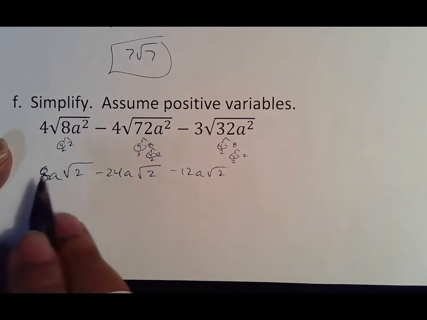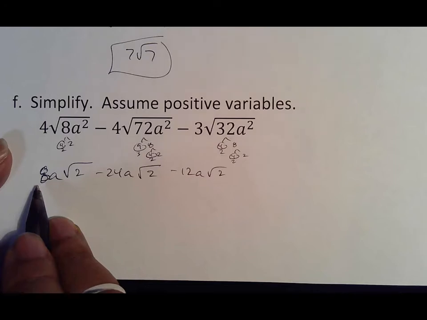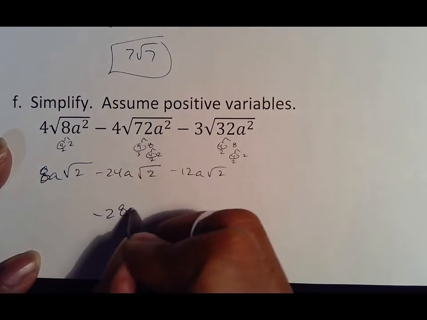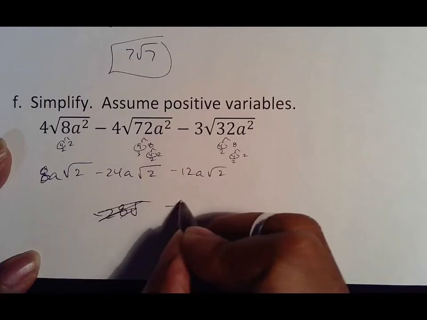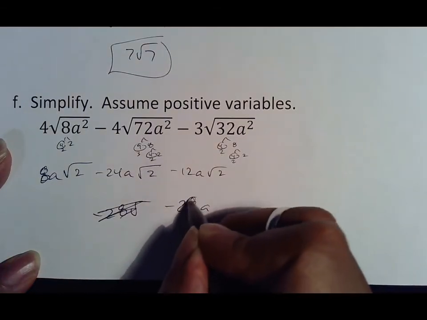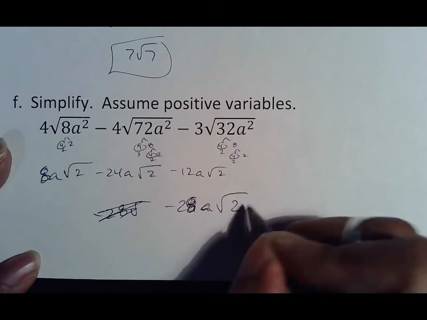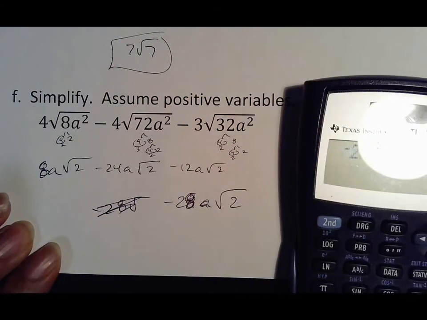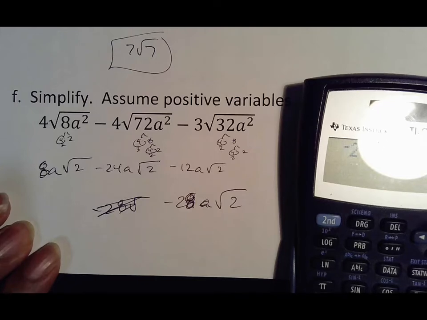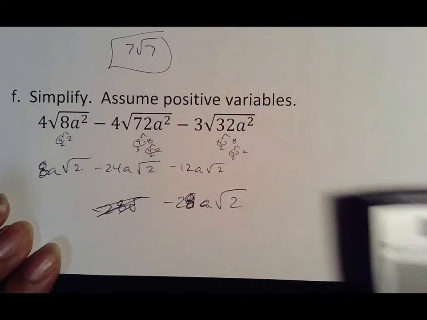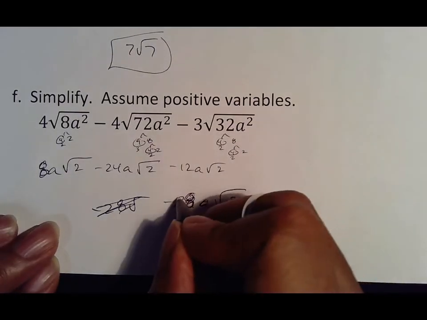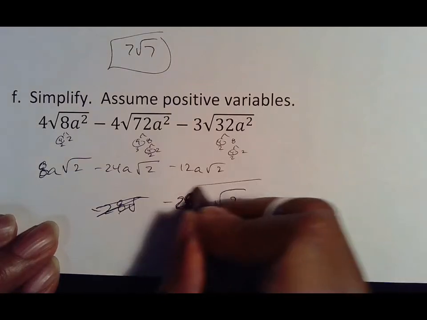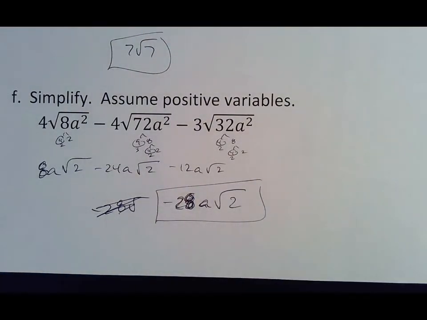Negative 36 combined with a positive 8. 36 minus 8, I believe, is 28. I forgot my A. So again, negative 28 A root 2. So let me make sure negative 24 minus 12 plus 8 is negative 28. Yep. Sorry for my ugly numbers. But that would be your stopping point.